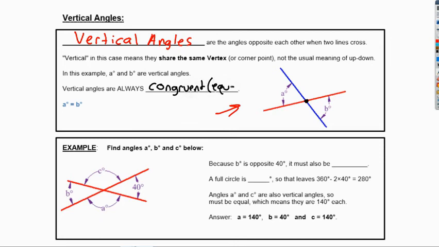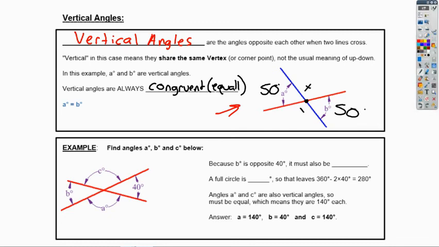So I'm going to say equal here also so you know what I'm talking about. So what that means is, if A was 50, then the one on the exact opposite side was 50. And if you know that, you can also then go find out these two angles, but we'll talk about that in a minute.